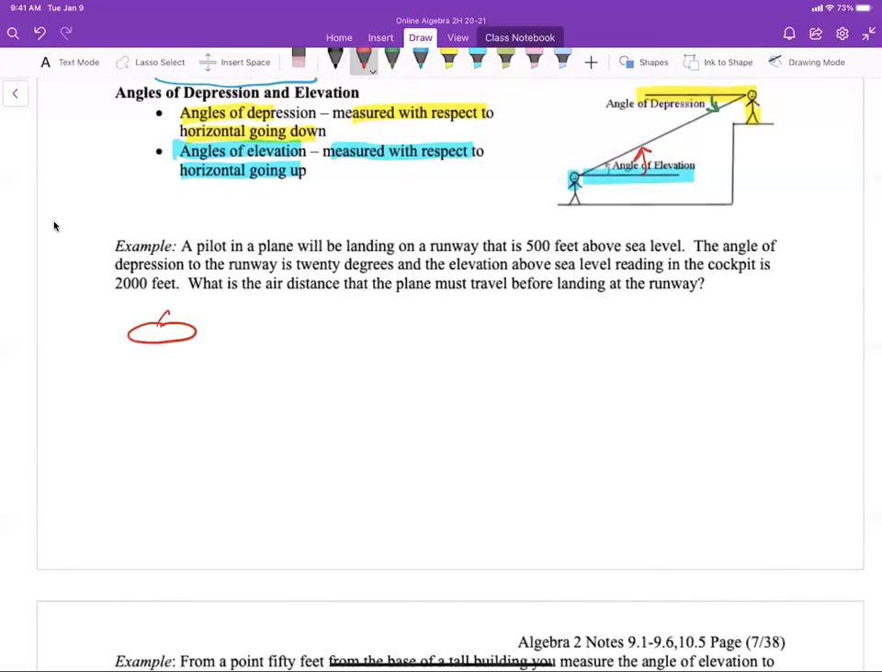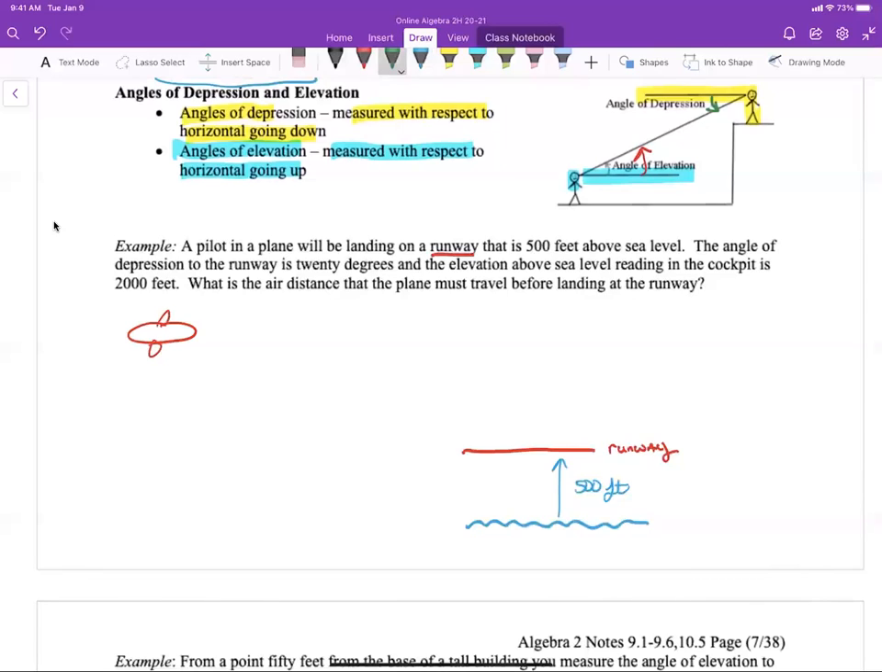Okay, so here's my plane. They're going to be landing on some runway. So draw a runway somewhere. So here's my runway. And they have told us that the runway is 500 feet above sea level. Okay. The angle of depression to the runway is 20 degrees.